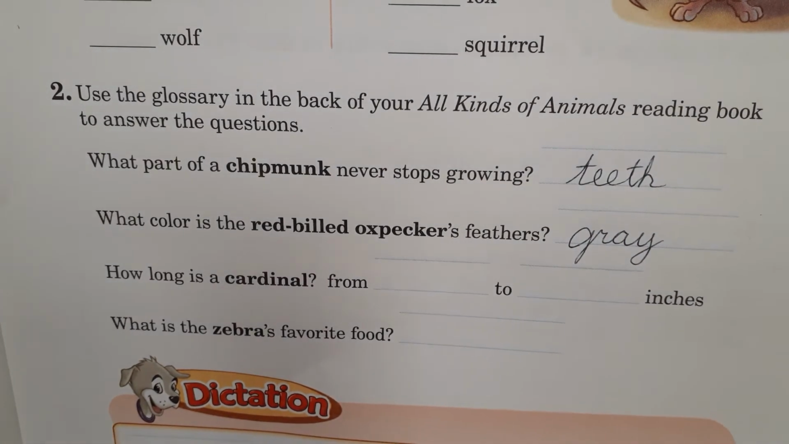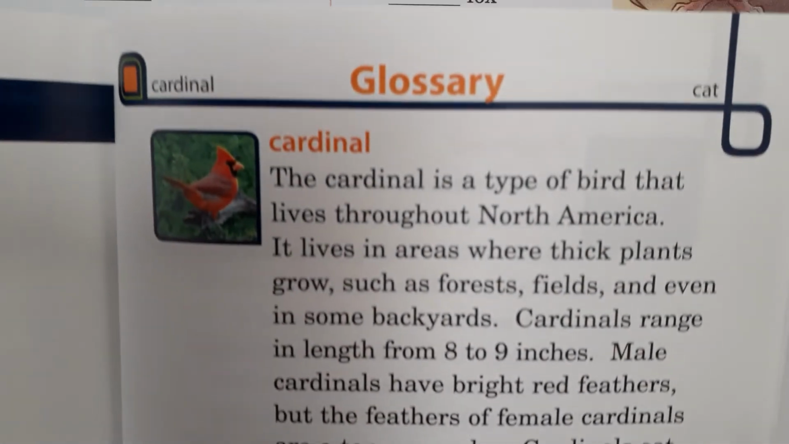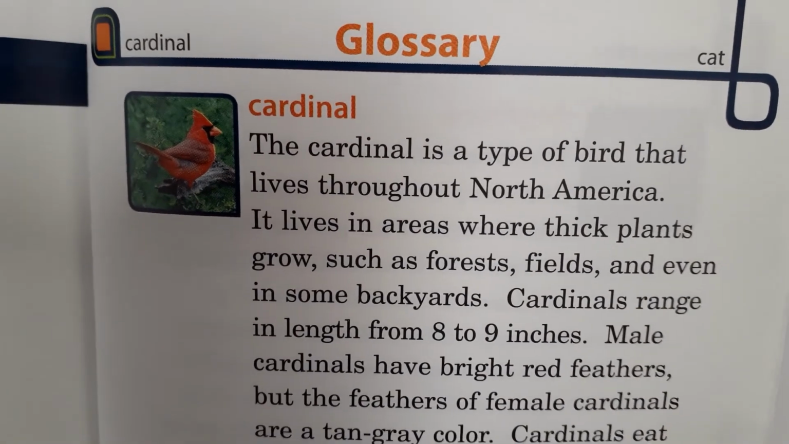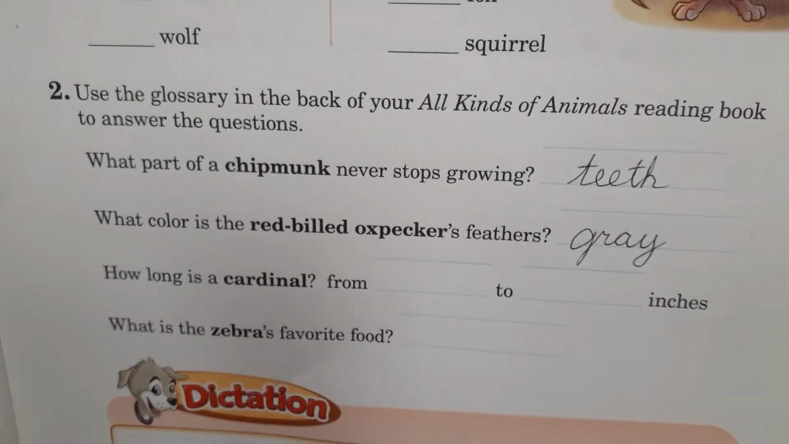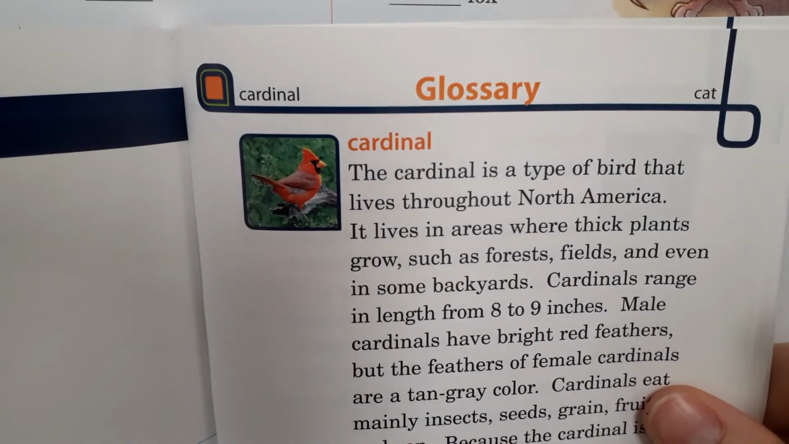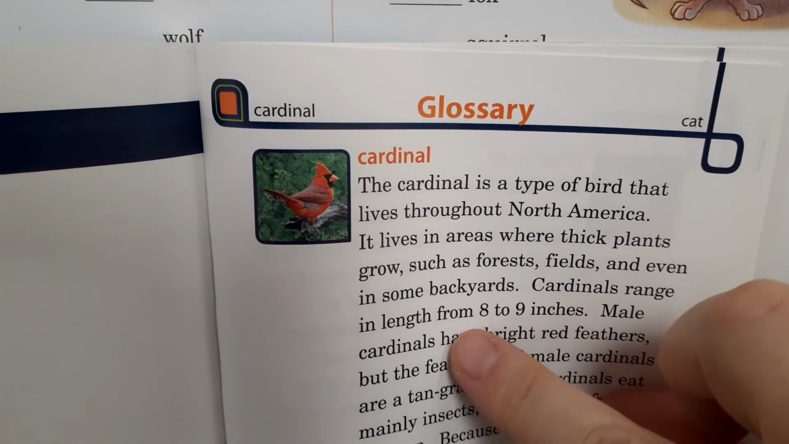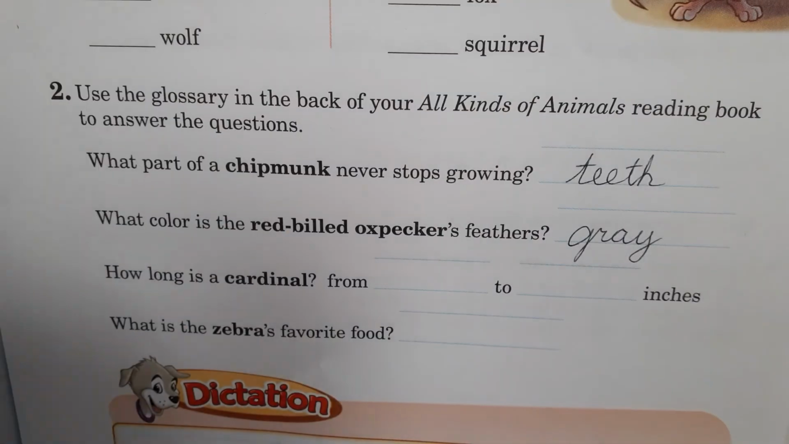How long is a cardinal? So now we need to go back to C for cardinal. A, B, C. C is the first letter here, and cardinal is the first word in the glossary. So how long is a cardinal? From blank to blank inches. Can you find? Oh, here's some numbers. Cardinals range in length from 8 to 9 inches.